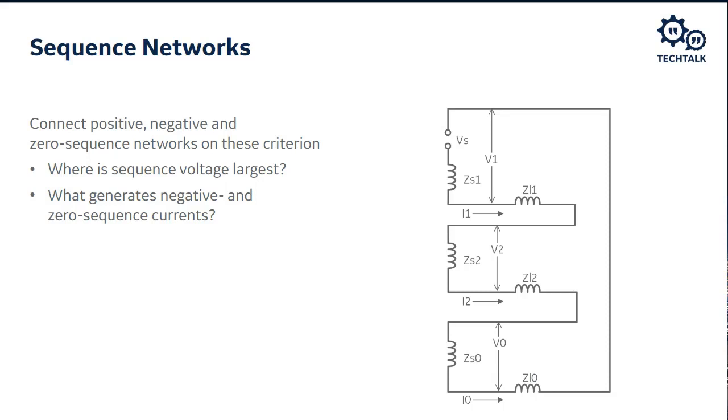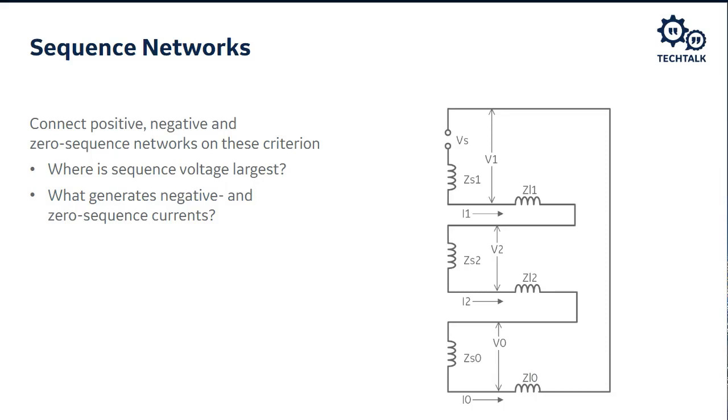And I should have said currents throughout this discussion, because since these are in series, the negative sequence current equals the positive sequence current equals the zero sequence current. Well, how did I get this sequence network? How did this all come about?